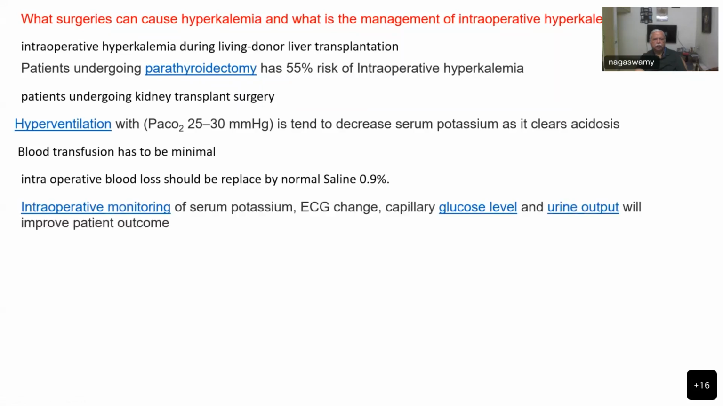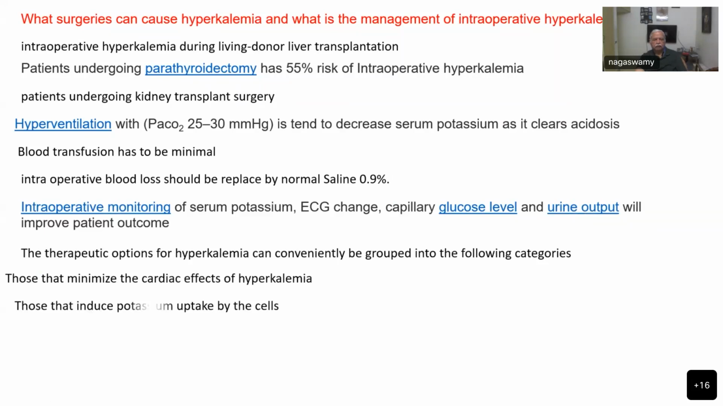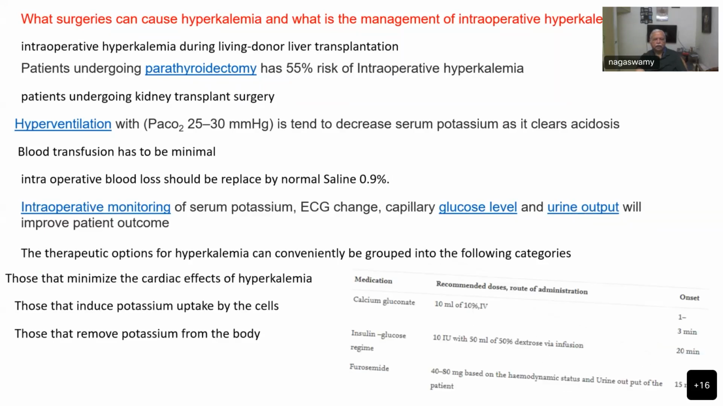And intraoperative monitoring of serum potassium, ECG, glucose level, and urine output will improve the outcome. And therapeutic options for hyperkalemia are to minimize the cardiac effects of hyperkalemia, then induce potassium uptake by the cells, and remove potassium from the body. These are the three basic mechanisms by which we can correct the hyperkalemia.